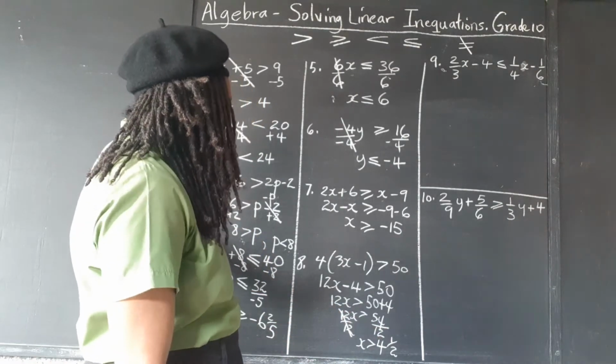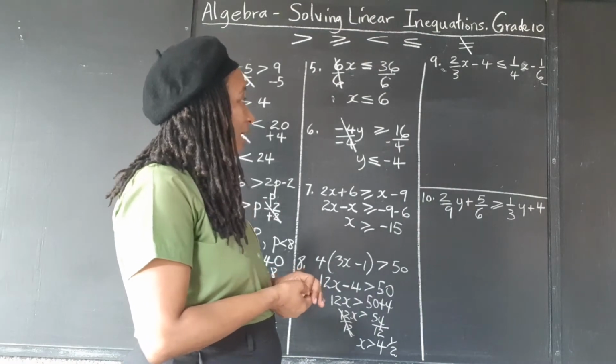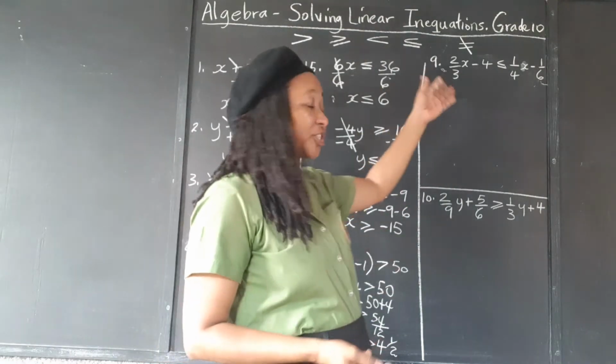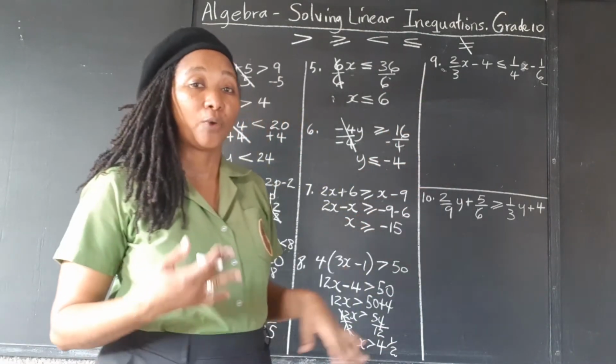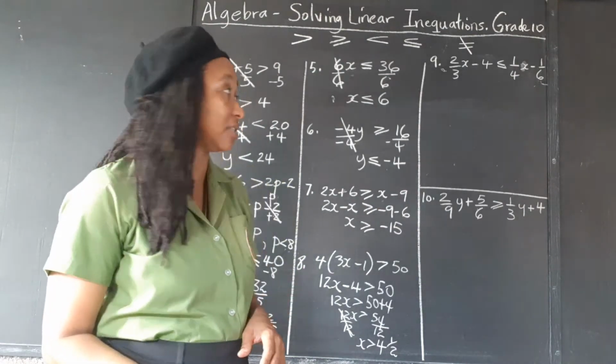6 over 12, which is a half. X is greater than 4 and a half. Here now we have fractions with inequations. We are going to work the fractions just as how we would work regular fractions.